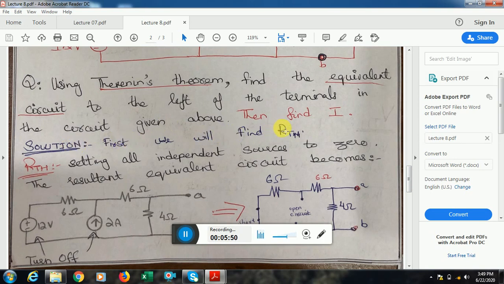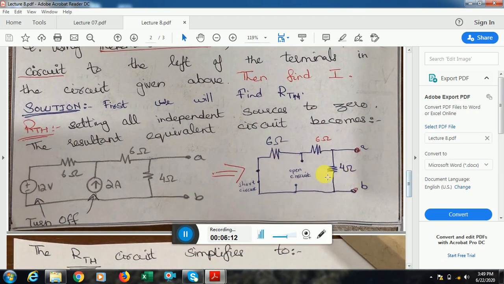I have to set all the independent sources to 0. So I had an independent source over here. This is the voltage source. I set it to 0, and 0 volts means I have to replace it by a short circuit. Then I have a 2 ampere current source which is heading upward. I'll set it to 0, and when you turn off a current source, you replace it with an open circuit.